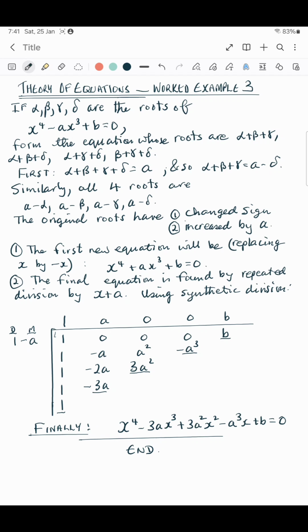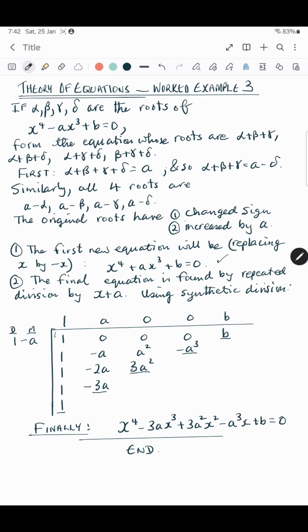In the first stage, the roots have changed sign to minus alpha, minus beta, minus gamma, minus delta, and then been increased by a. So the first new equation will be found by replacing x by minus x. That's quite easy, and that will be x to the fourth plus ax cubed plus b equals 0. And then the final equation is found by repeated division by x plus a. So we'll use synthetic division because that's the shortest and tidiest way of doing this.